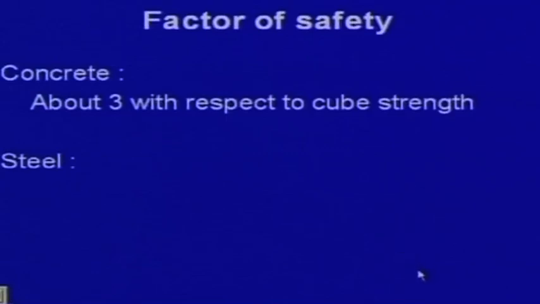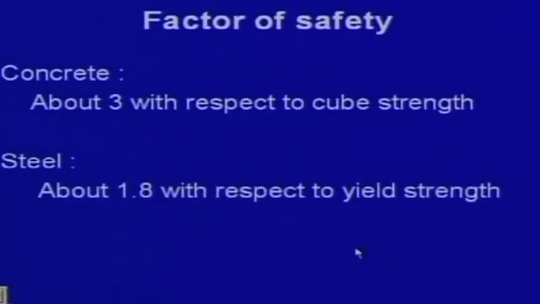For steel, we consider about 1.8 with respect to yield strength. So, for steel we have to divide the yield strength by 1.8 and then we shall get the corresponding permissible stress in steel. That is the one freedom you are getting in your design. Based on your experiment of a definite sample, we shall get the yield stress or cube strength. From there we can find out the corresponding permissible stress.